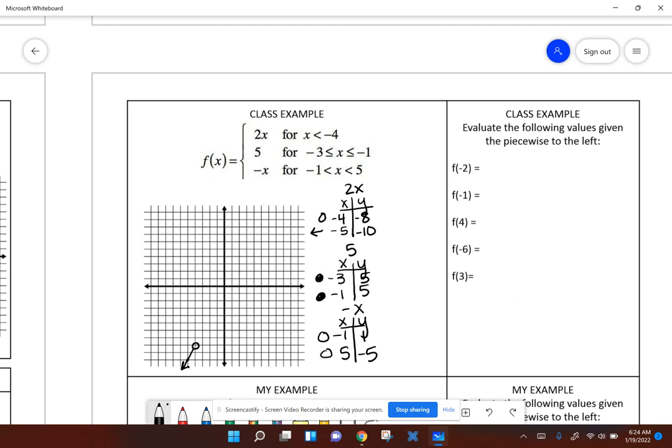Next up, -3, 5 has a closed dot. -1, 5, also closed dot. And then I can connect these since they're part of the same table. -1, 1 is an open dot. 5, -5 is an open dot, and then these get connected as well. And that is your piecewise.